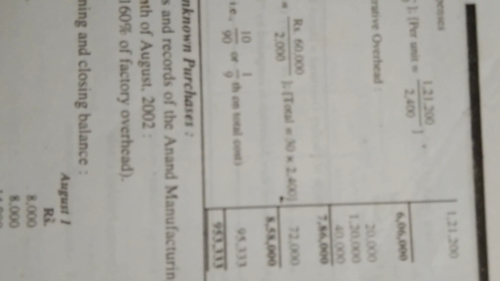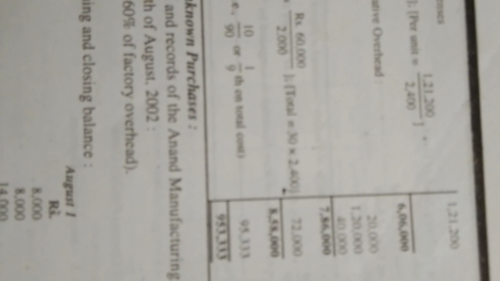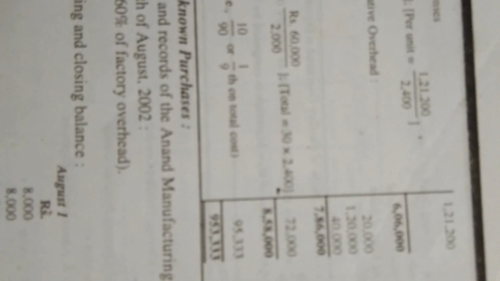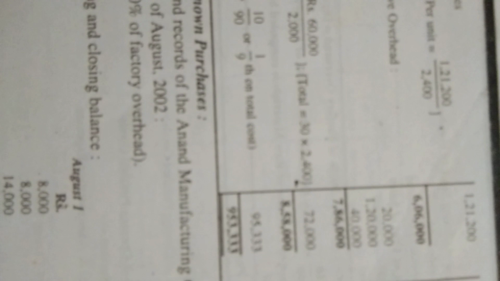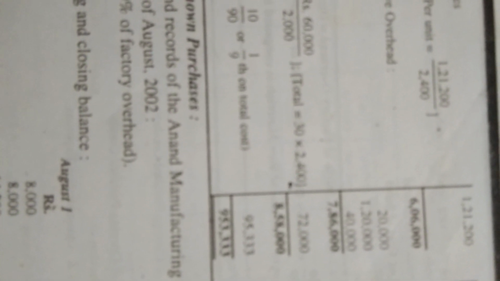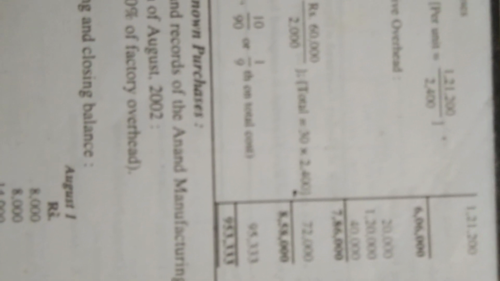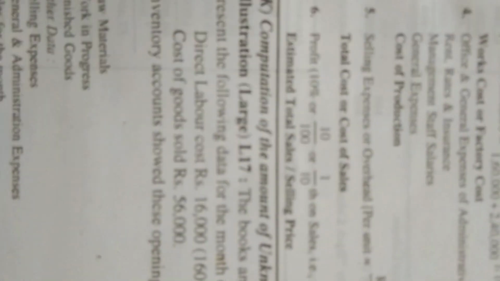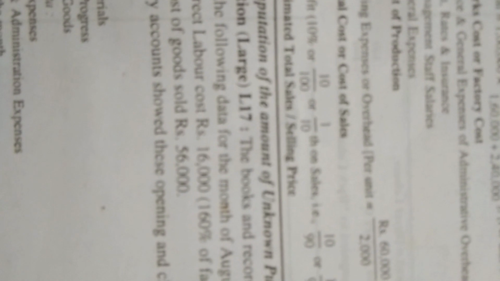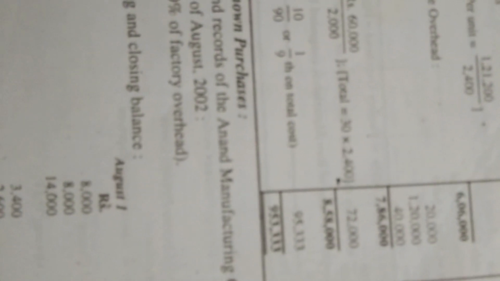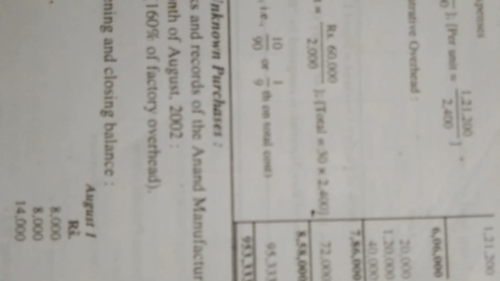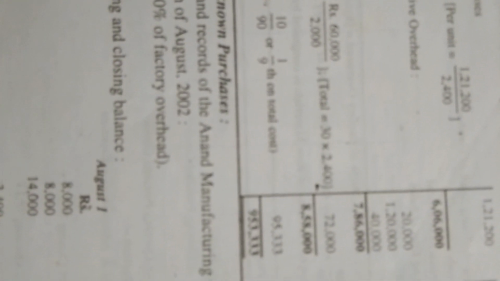Now why should it be multiplied with 2,400? Your answer will be simple, very easy again. Because now the units are 2,400. 2,400 into 30 is 72,000. Then we arrive at total cost. And lastly, they have given the profit as 10% on selling price.